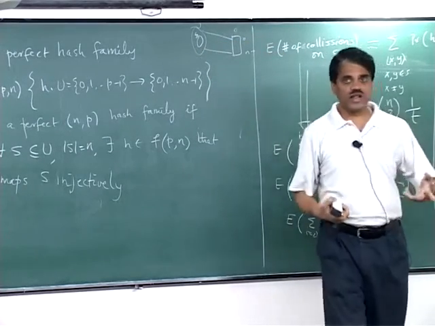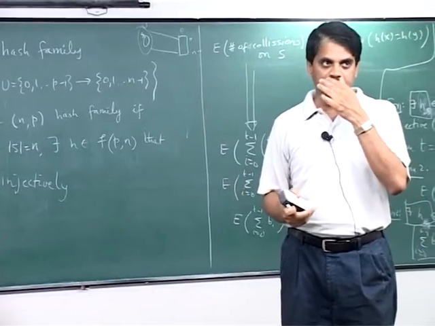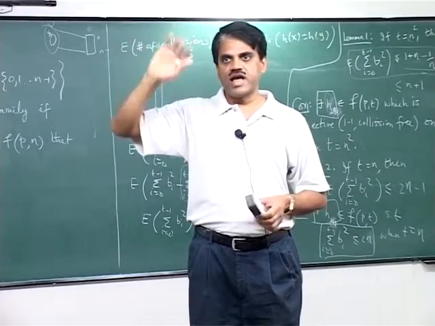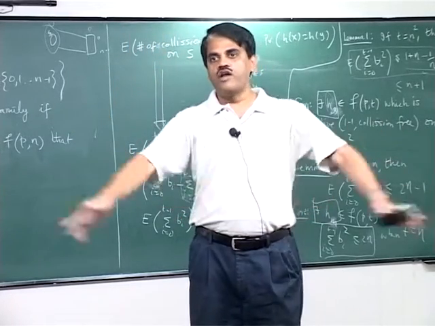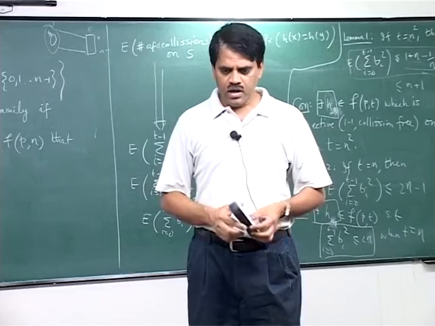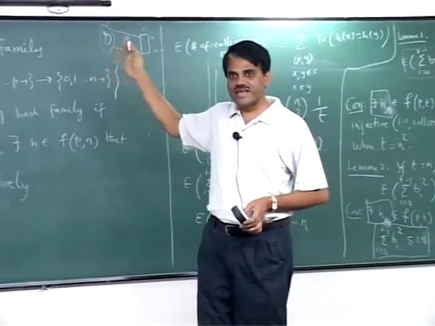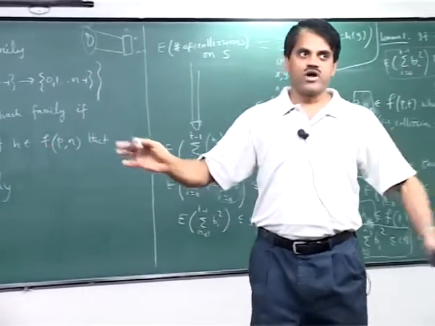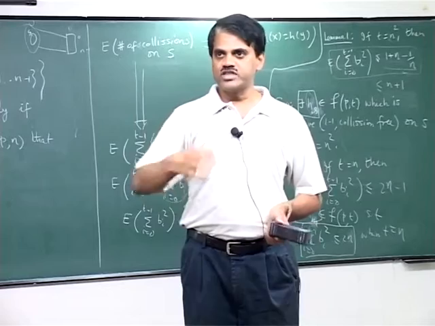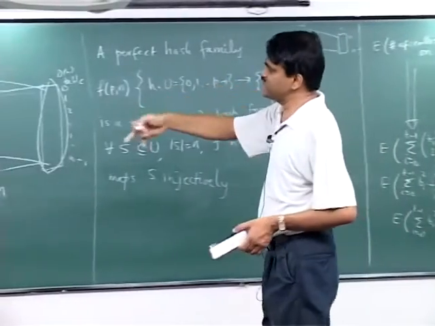In fact, we did a quick calculation. We saw that there are lots of functions. If I pick all functions from the universe to 0 to n minus 1, then n factorial times n to the power p minus n such functions are there. But I am interested in a small size perfect hash family. The fact that a perfect hash family exists is clear, because if we use all functions from U to 0 to n minus 1, there are enough functions which will map any given set injectively. The question is, is there a small sized hash family, and in a sense that's what we did here.